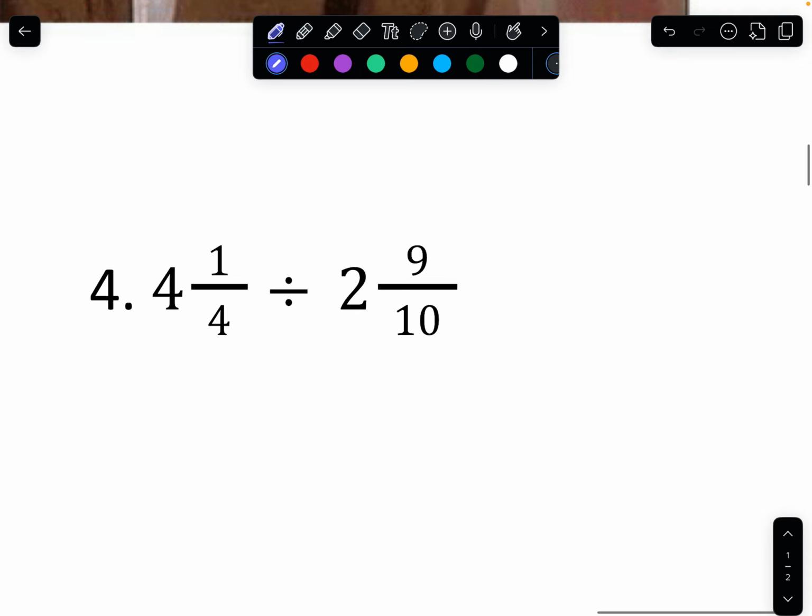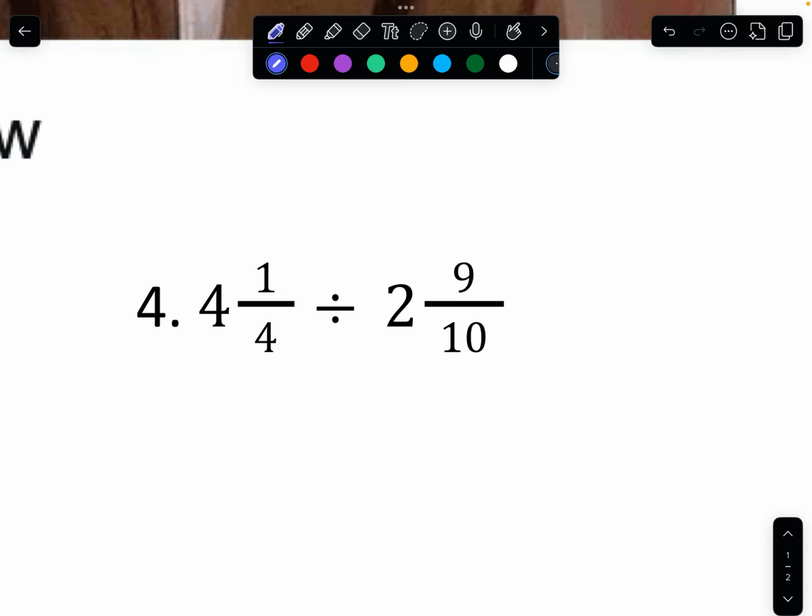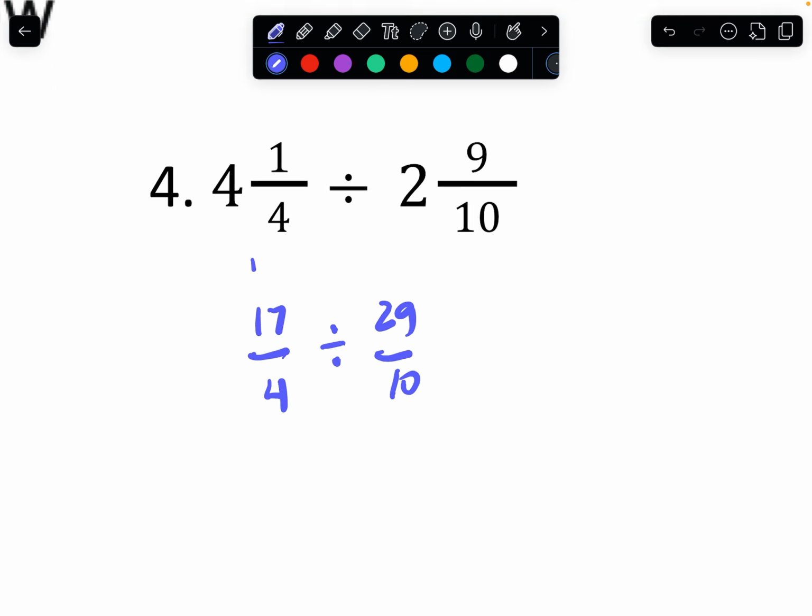Last but not least, let's talk about how to divide fractions. Once again, step 1 is to always convert them into improper fractions. First, 4 times 4 is 16 plus 1 is 17 over 4. Divided by, let's say, 10 times 2 is 20 plus 9 is 29 over 10. And then remember, for dividing fractions, you are going to do keep, change, flip. I keep the first fraction the same, change into multiplication, and I flip to 10 over 29.